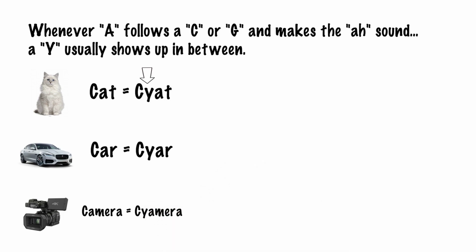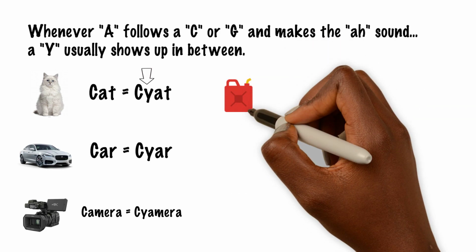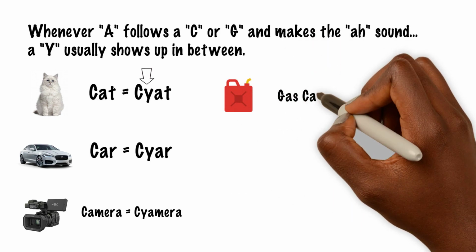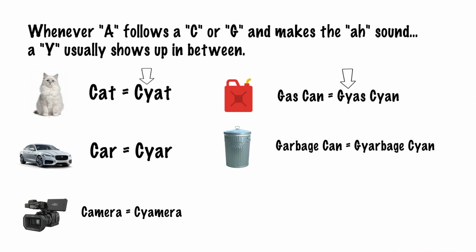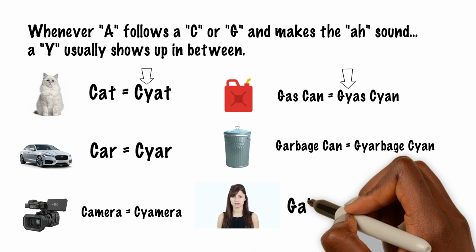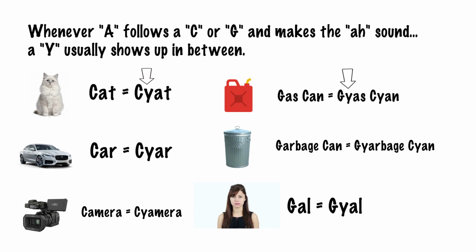The same rules apply when it comes to the letter G. So for example, a gas can in North America would be a "gyas kyan" in Patwa. Garbage can becomes "gyarbage kyan". Now in Patwa, a girl is referred to as a gal, but the rule also applies here, making the pronunciation "gyal". We will delve into that in a later lesson because if used incorrectly, it is actually considered an insult.